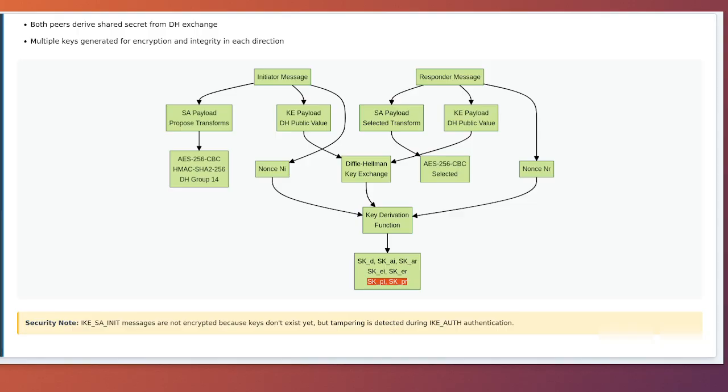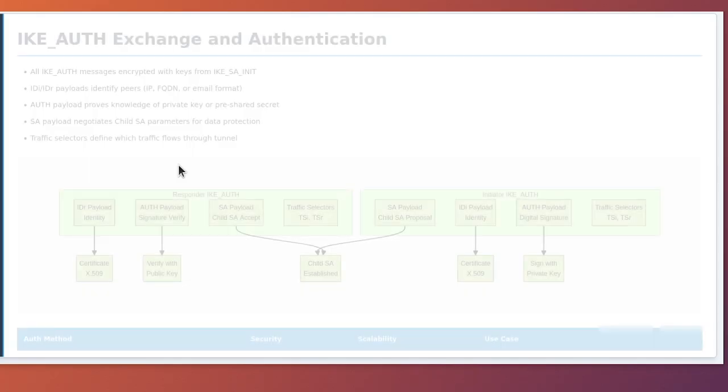An important security feature is that IKE_SA_INIT messages are not encrypted because encryption keys don't exist yet. However, they are protected against tampering through the authentication in the next exchange. If an attacker modifies these initial messages, the authentication in IKE_AUTH will fail, preventing any compromise. This design allows for efficient initial negotiation while maintaining security.